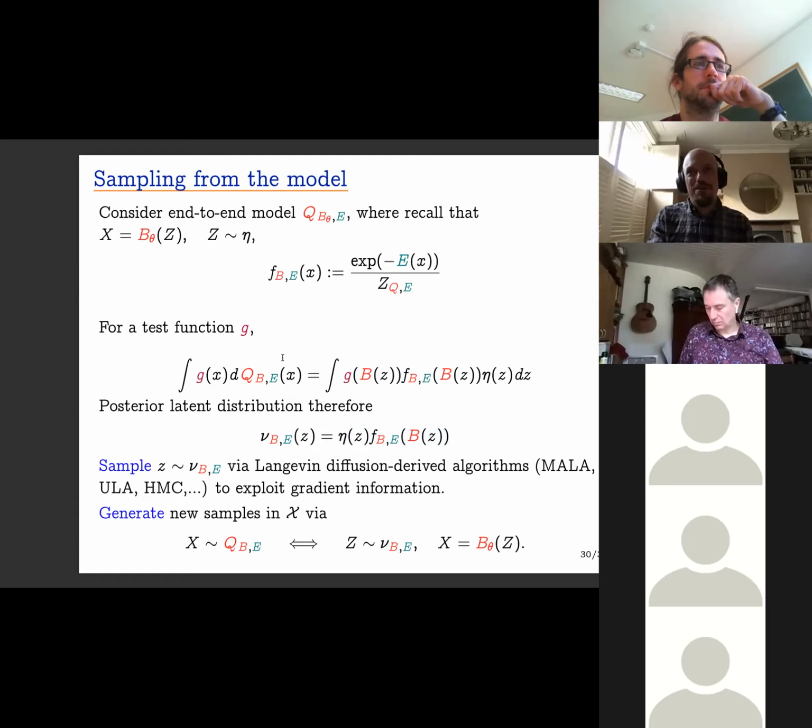So we sample from our model by modifying the latent space using this energy function, then sampling from that modified latent space, and then pushing those modified samples through our B. That gives us some really nice samples, which are improved over the samples you would get from a GAN, because a GAN just uses this unmodified eta, and we already know we can do better.